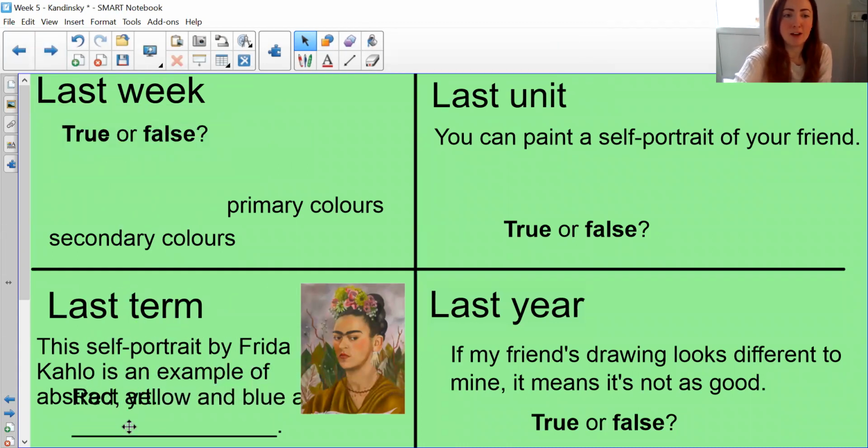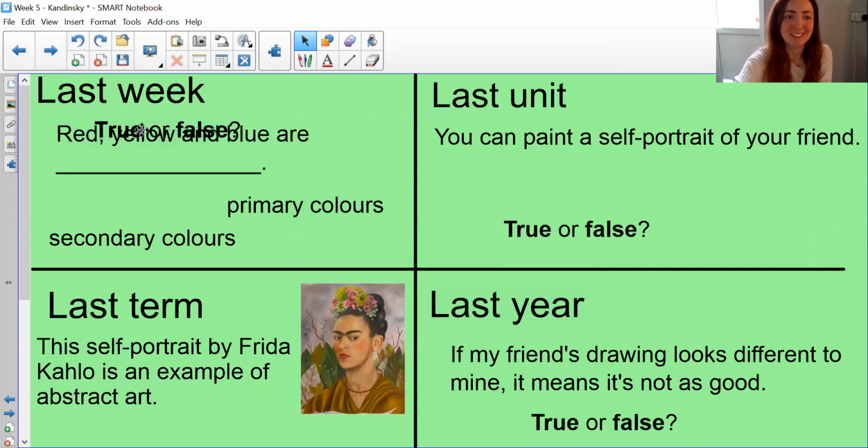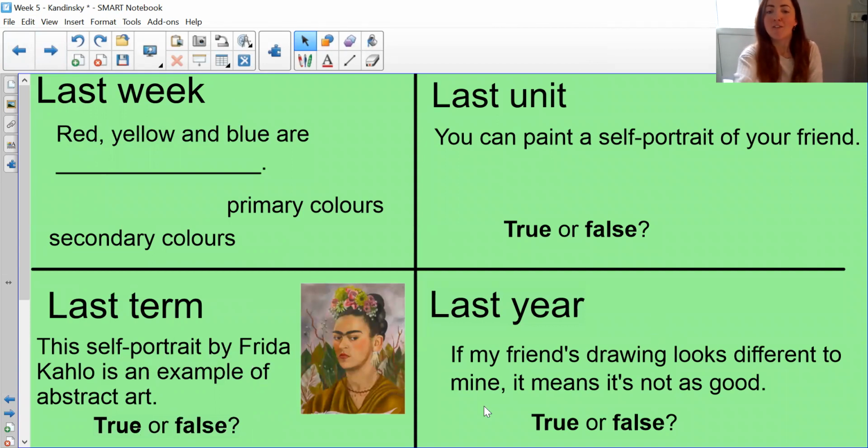And finally, from last year, if my friend's drawing looks different to mine, it means it's not as good. True or false?